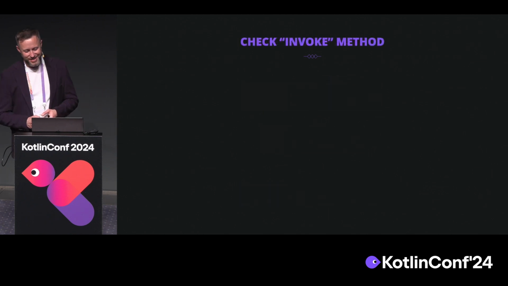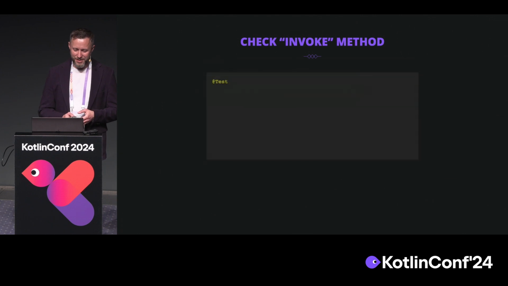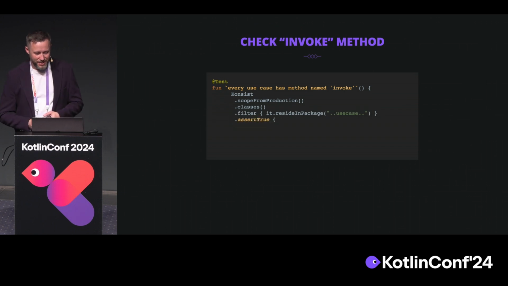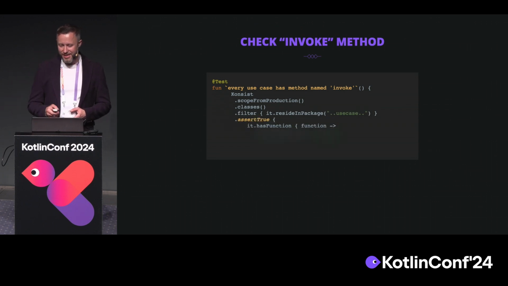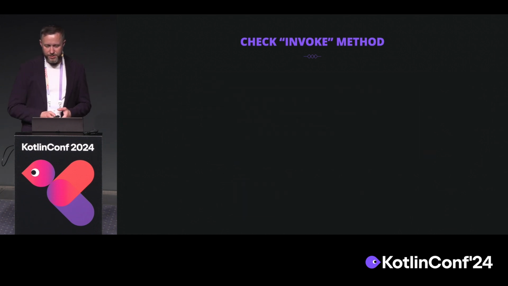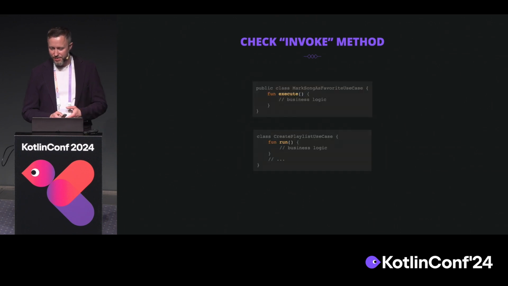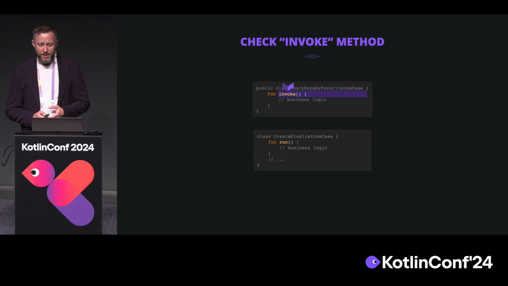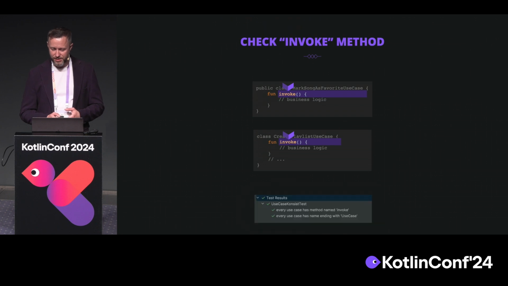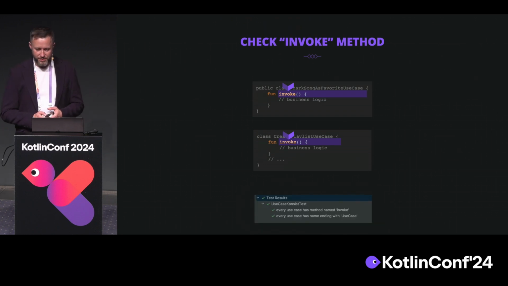Then Jane decided to look at unifying the naming of the invoke methods. Similar to before, she created a scope, queried the classes, filtered the use cases, and asserted the conditions. In this case, she made sure that every class has a function with the name invoke. As previously, the test failed, so it was another time for the code base update. It was also a simple change of renaming the methods from execute to invoke and from run to invoke as well, to unify these use cases. So another Konsist test was passing successfully.